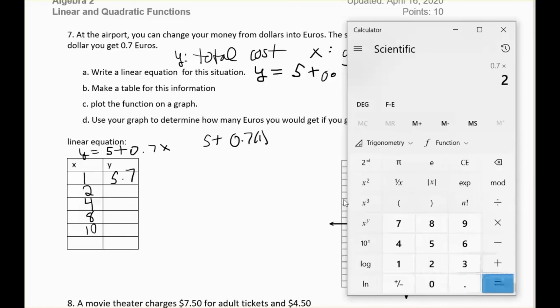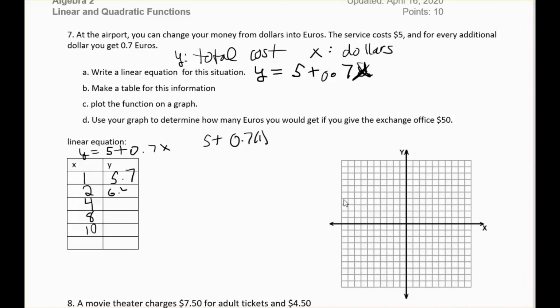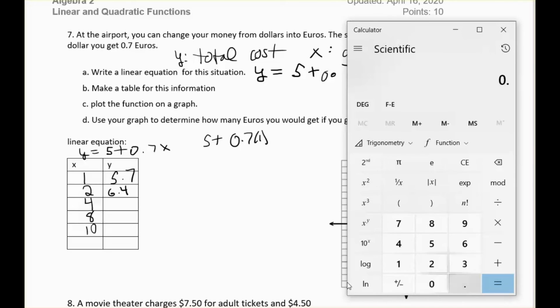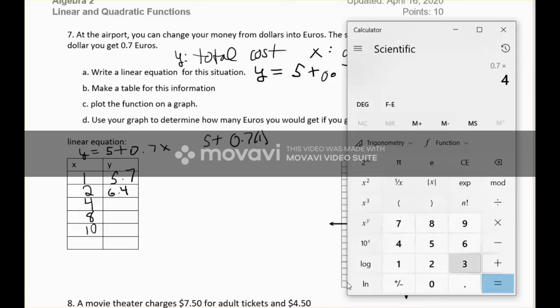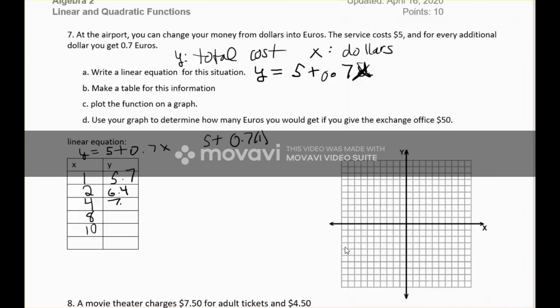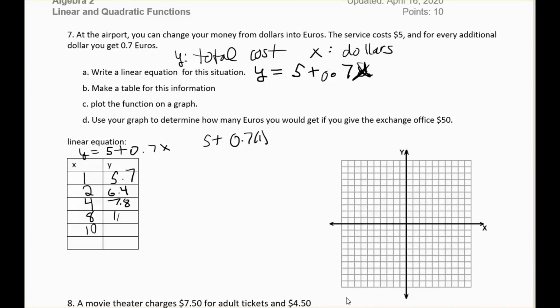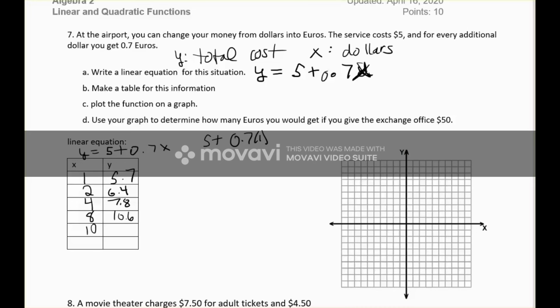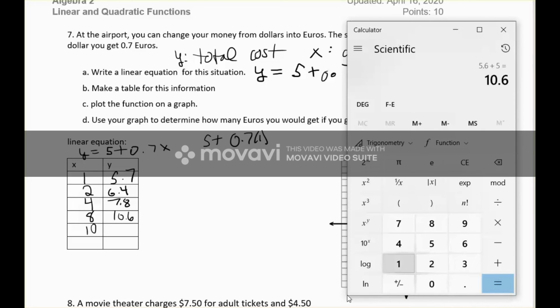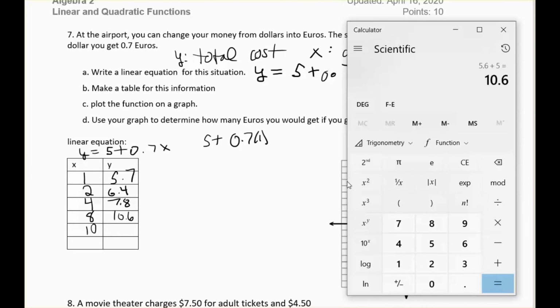0.7 times 2 is 1.4, and then add 5, and I get 6.4, and 0.7 times 4, and then add 5 to that. And then I decided to jump up to a little bit bigger one, so 0.7 times 8 plus 5 is 10.6. And when we plot these, they should be in a straight line. If they're not in a straight line, there's a mistake because you have to get a straight line when you have a linear function. So 0.7 times 10 is 7 plus 5 is 12.